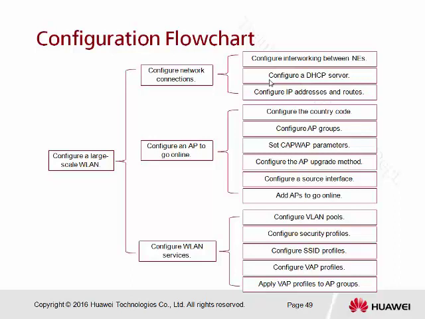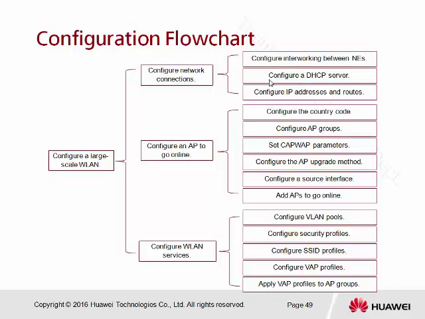So once we have made sure all the communication end-to-end, the AC, DHCP server, and many other access switches, is working, the next step we're going to configure the AP and make them able to go online. So from here it is a classic. You can see the first step, we always need to specify what country code we're using, because different countries might use different channels.